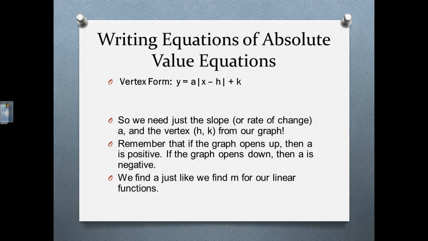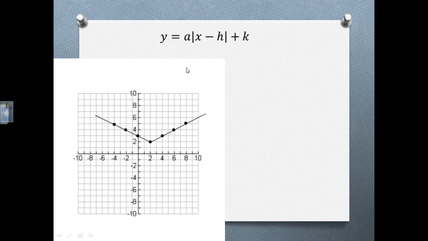So we just need to find two pieces of information from our graph in order to write the equation of an absolute value function. The slope or rate of change, which is represented by the a value, and the vertex, which is (h, k). Right away, we should know if a is positive or negative, because if the graph opens up, a is a positive value, and if it opens down, a is a negative value. Then we can find the actual value of a just like we find m, or our slope, for a linear function. So let's put all this into an example and see how we do.